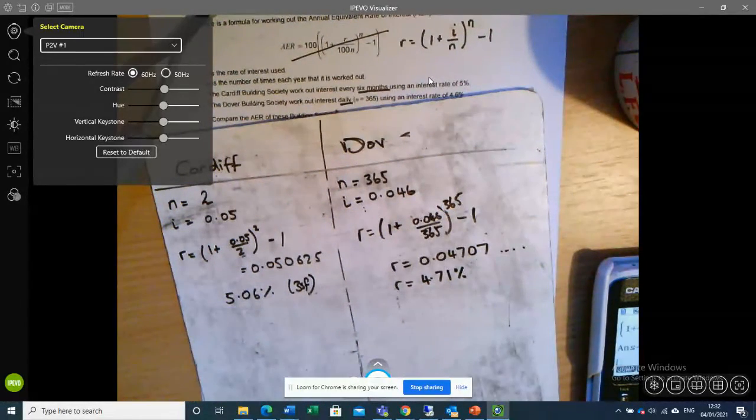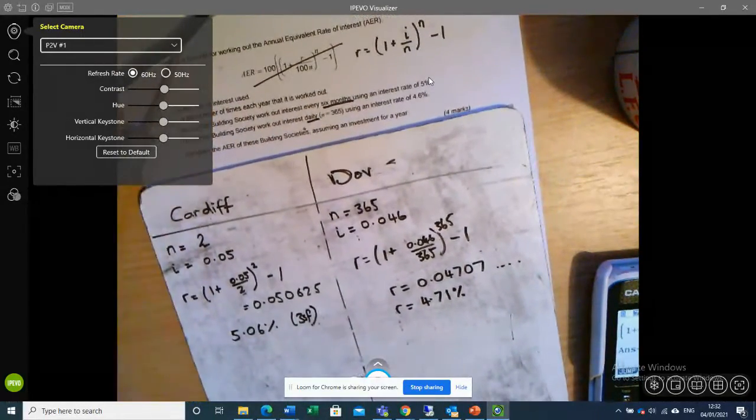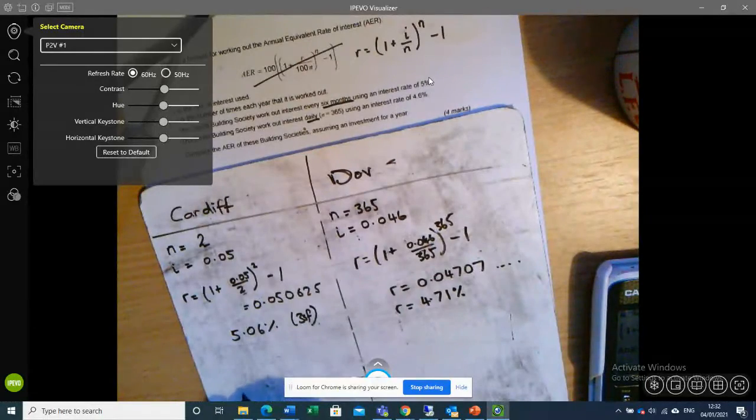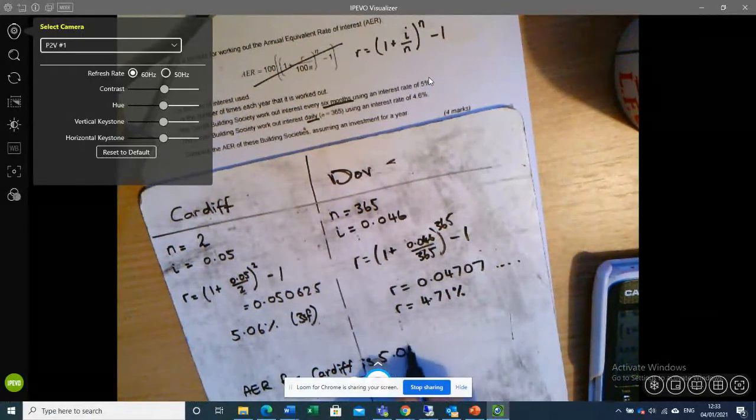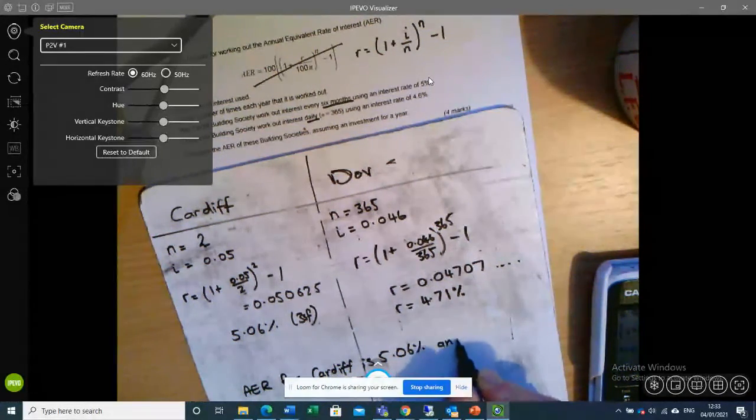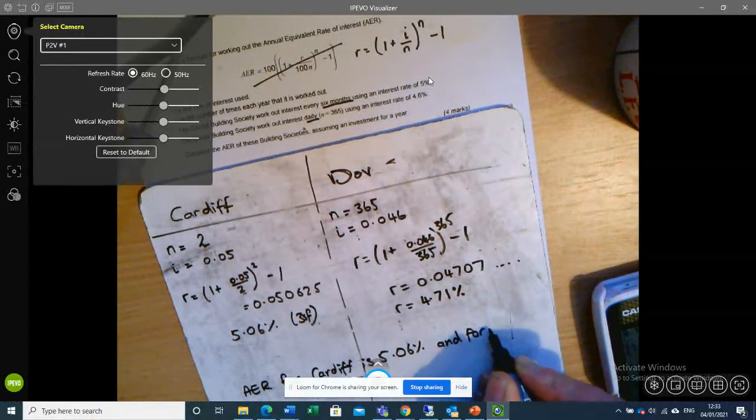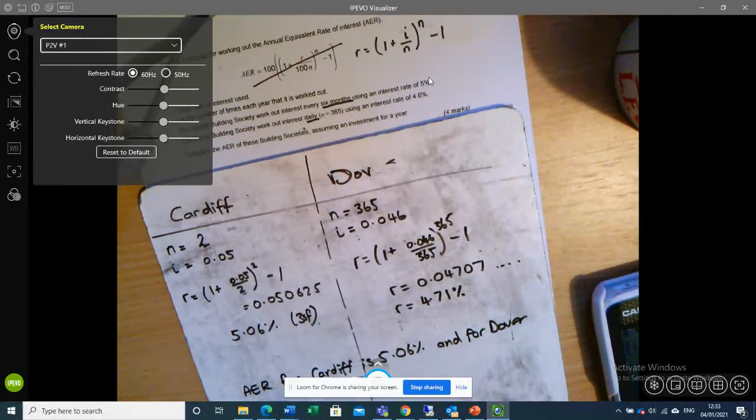So answering the question, we can say that the AER for Cardiff is 5.06%, and for Dover 4.71%. Therefore, Cardiff is better.